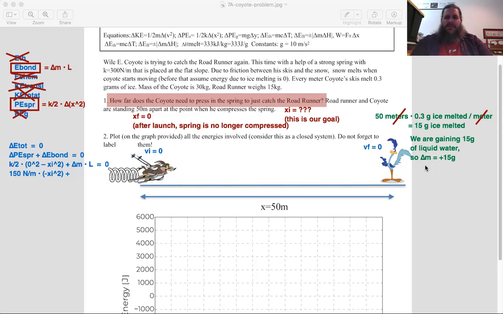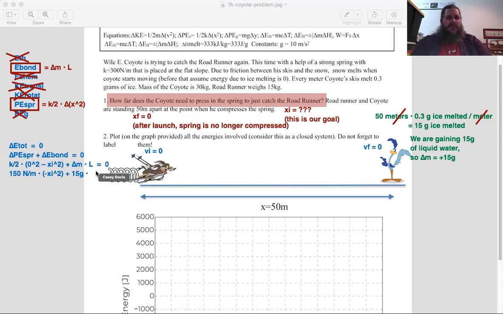But the delta M, we're essentially taking the final amount of the higher energy state minus the initial amount of the higher energy state. We end with 15 grams of water. We started with 0 grams of liquid water. So final minus initial would be 15 grams of liquid minus 0 grams of liquid. That delta is positive 15. So delta M is positive 15 grams.